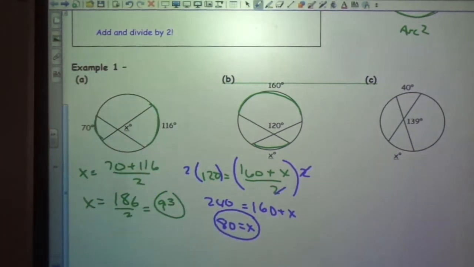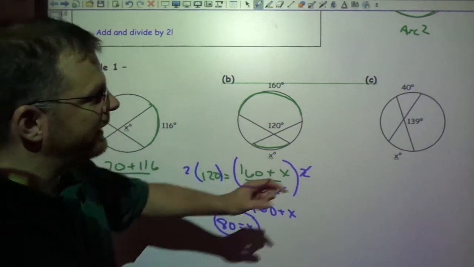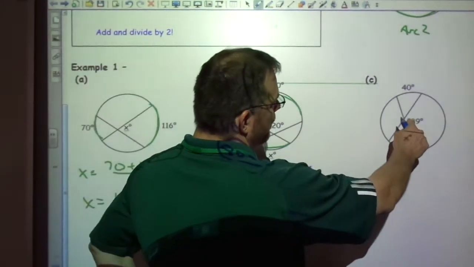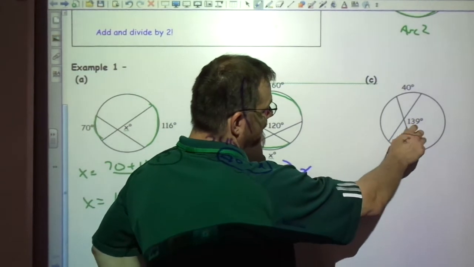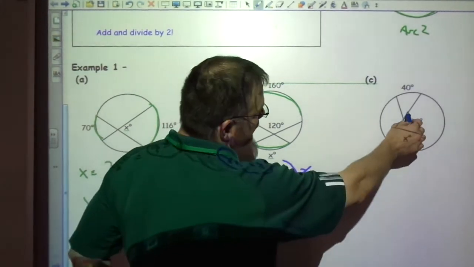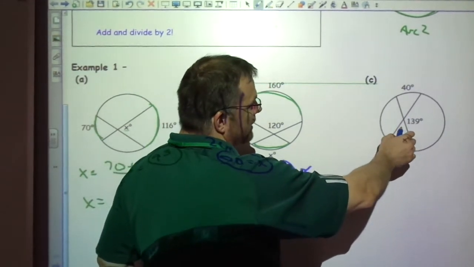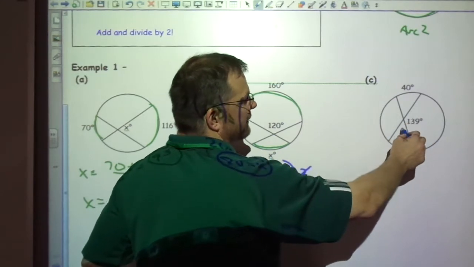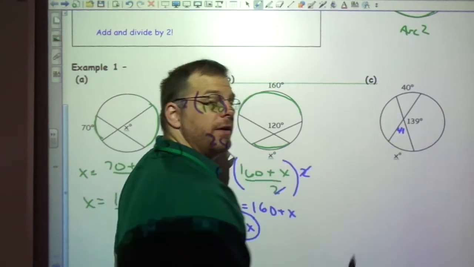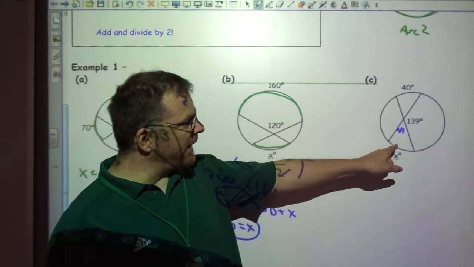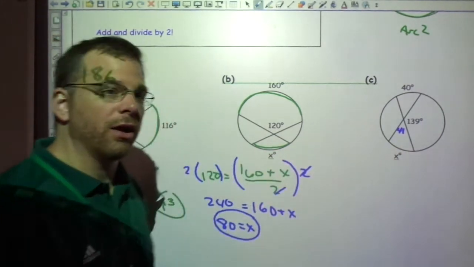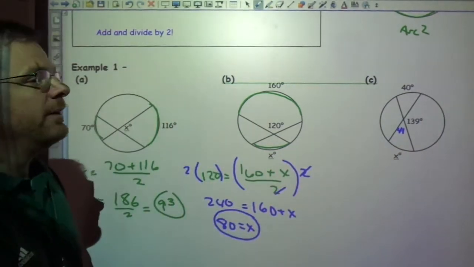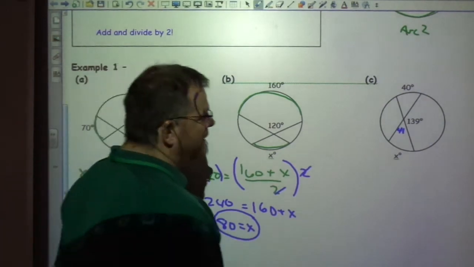Okay? Same idea here on number 3, except they give us this angle, and we want this angle here. But if you see these two together make a linear pair, they make 180. So if we subtract from 180, that makes it 41. Go ahead and pause the video now and see if you can figure out how to get that arc length x. Okay? Restart the video, here we go.